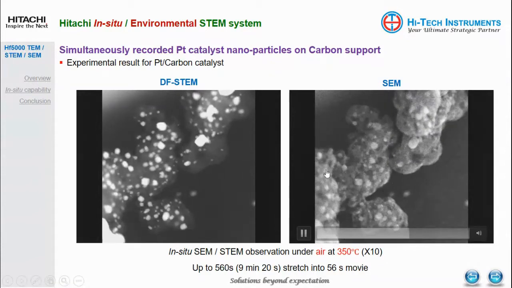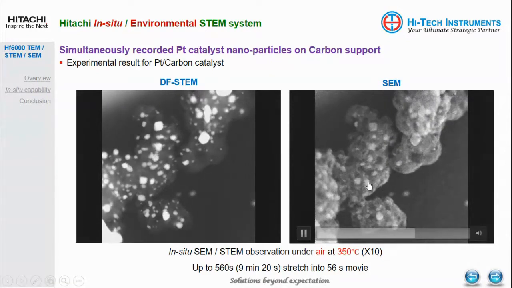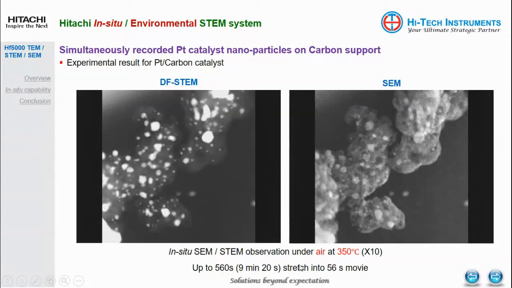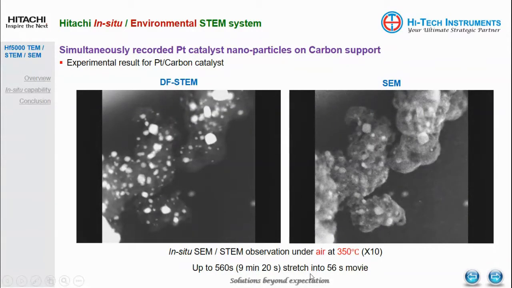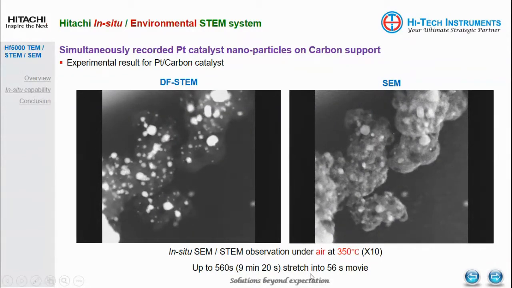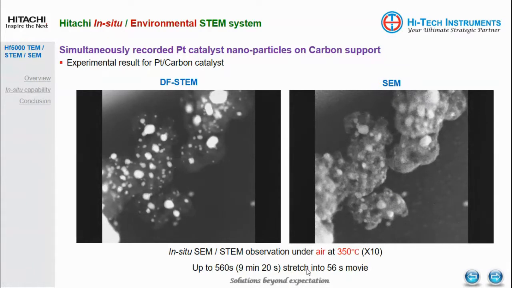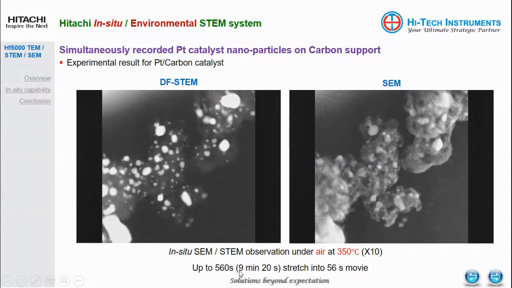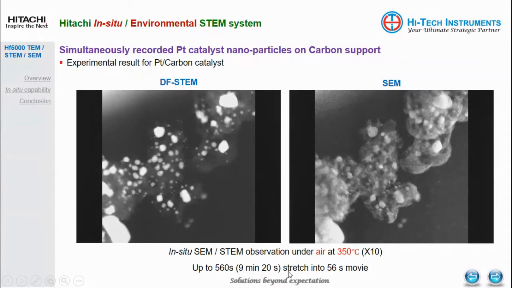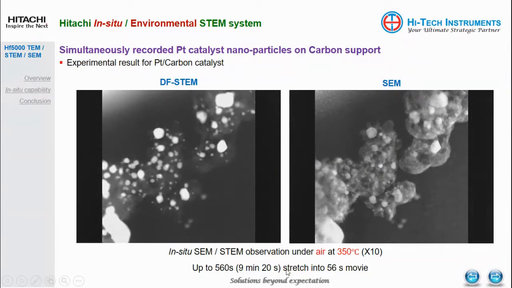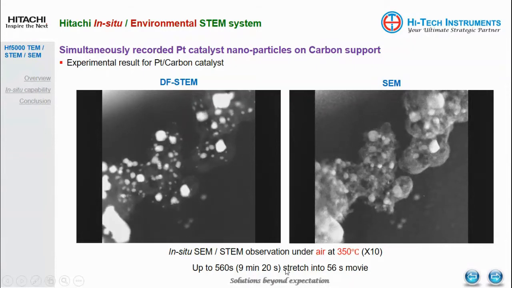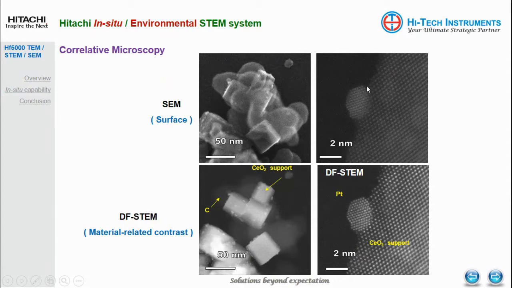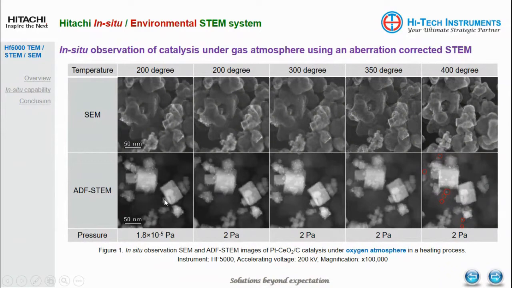So it's very important to have these correlative results for your catalyst observation. It's a very nice video to show the movement of the platinum catalyst. This video is actually 9 minutes in total, but it's compressed into 56 seconds. And I think there are more examples here of the correlative catalyst particles.